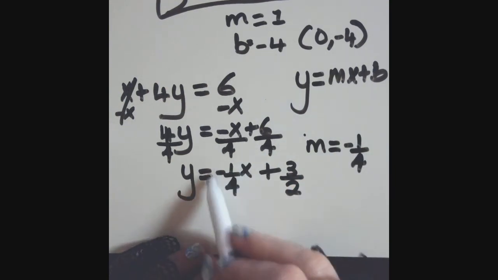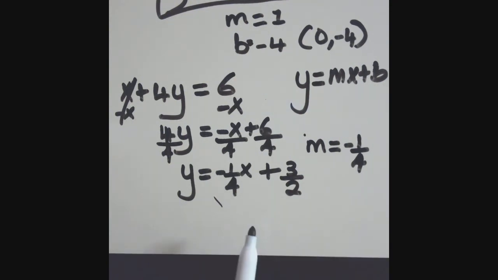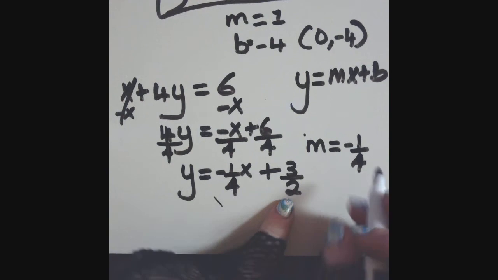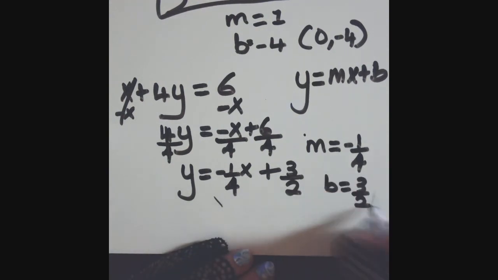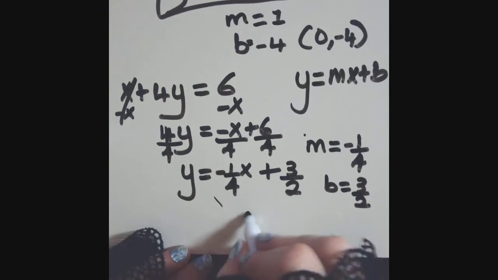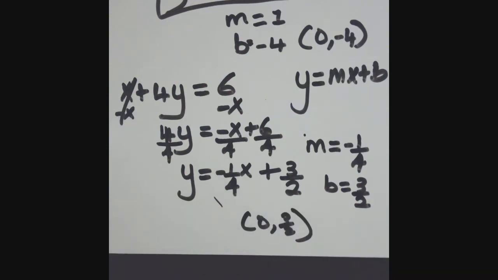It's the number in front of x. It is not x. Slope is the number in front of x. You never put the x with it. The y-intercept, which is b, is 3 over 2. If you wanted to write it as an ordered pair, you can say (0, 3/2). Okay, either way, it's fine. So that takes care of figuring out what the slope and the y-intercept is.